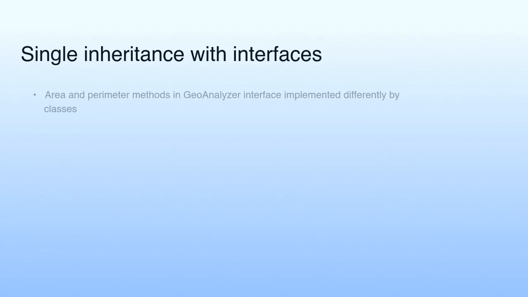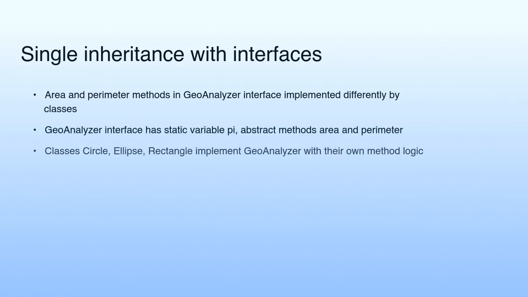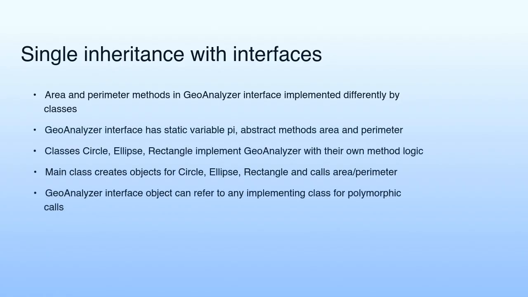The GeoAnalyzer interface defines area and perimeter methods, which are implemented differently by classes like Circle, Ellipse, and Rectangle. GeoAnalyzer has a static variable PI and abstract methods area and perimeter. These classes implement GeoAnalyzer, providing their own logic for the area and perimeter methods. The main class creates objects for Circle, Ellipse, and Rectangle and calls their respective area and perimeter methods. Notably, a GeoAnalyzer interface object can refer to any implementing class, enabling polymorphic calls.